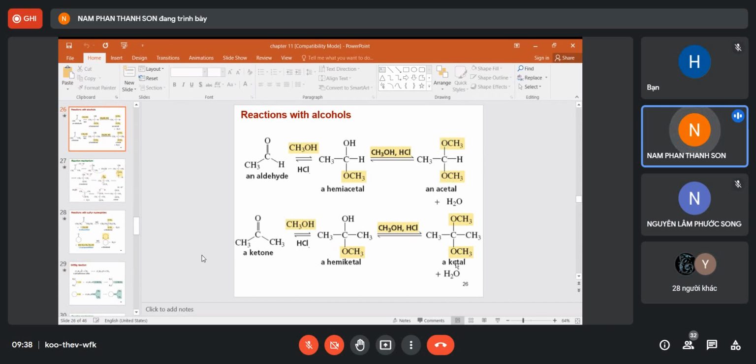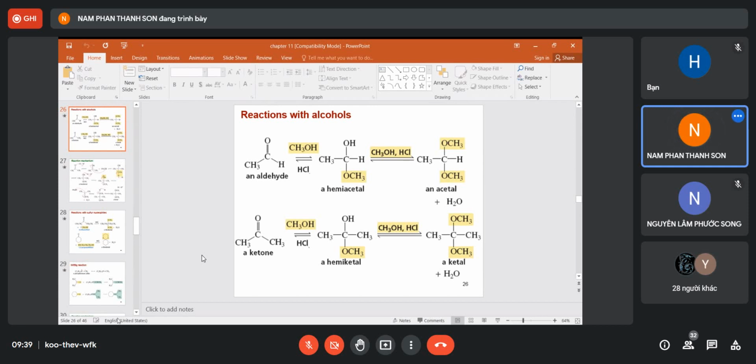If we add water to this product, the equilibrium will shift from the right back to the left. We can shift the equilibrium from the left to the right if we use excess alcohol. After we have this product, if we add water to the product, the equilibrium will shift from the right back to the left.